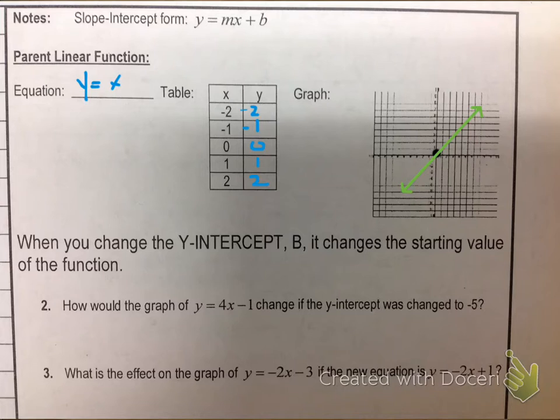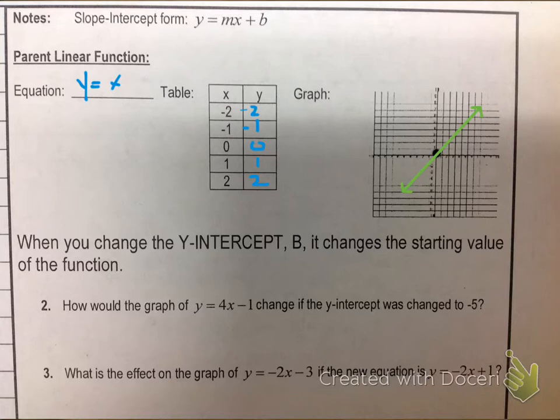All right, so now let's take a look at some of these questions. When you change the y-intercept or the b, it changes the starting value of the function, so it changes the initial value. To go back one step, the reason we're talking about the parent linear function is that a lot of times you'll have STAAR or EOC questions that ask you specifically about changing the parent function and how it is changed in the graph. So that's why we're going to touch on each one of these topics.